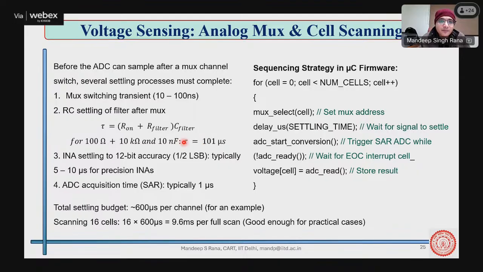It's not something I am just telling you as an example. This is coming from the standards. Usually, if you use a standard proper switch in multiplexing, it will have a value of around 100 ohms. The filter, as I told you earlier, we will take something like 10 kilo ohm and a 10 nanofarad capacitor from the filter design. So you will have a number like 100 microseconds.